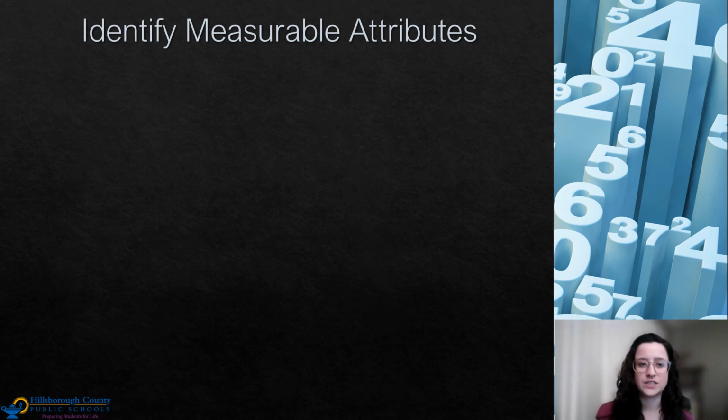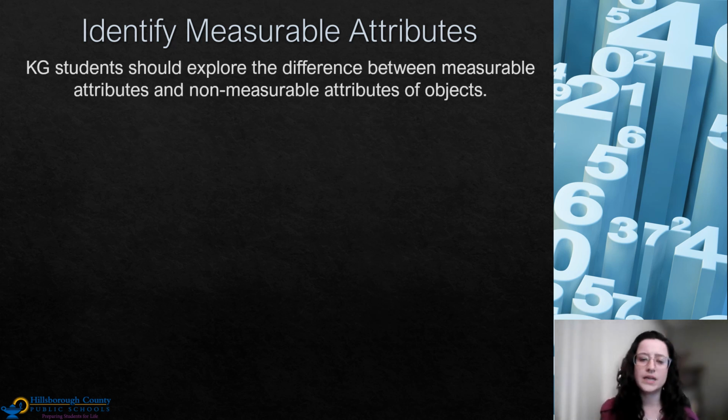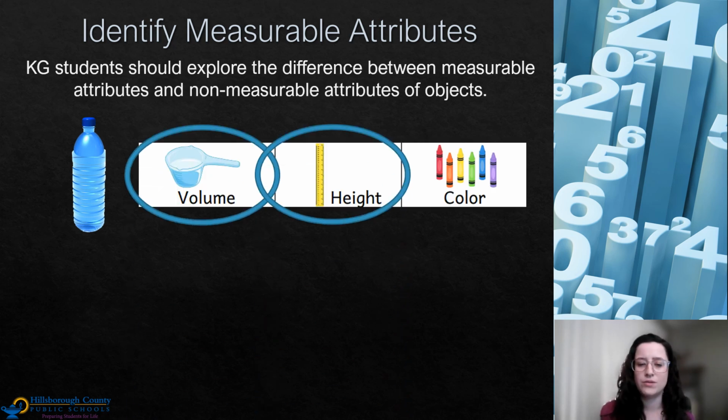Kindergarten students first need to identify measurable attributes, and that includes length, weight, and volume, things that can be measured with numerical units or with tools. In kindergarten, students should really explore the difference between measurable attributes and non-measurable attributes of objects. If we think about this water bottle, for example, we know that volume and height are measurable attributes, while color is a non-measurable attribute.